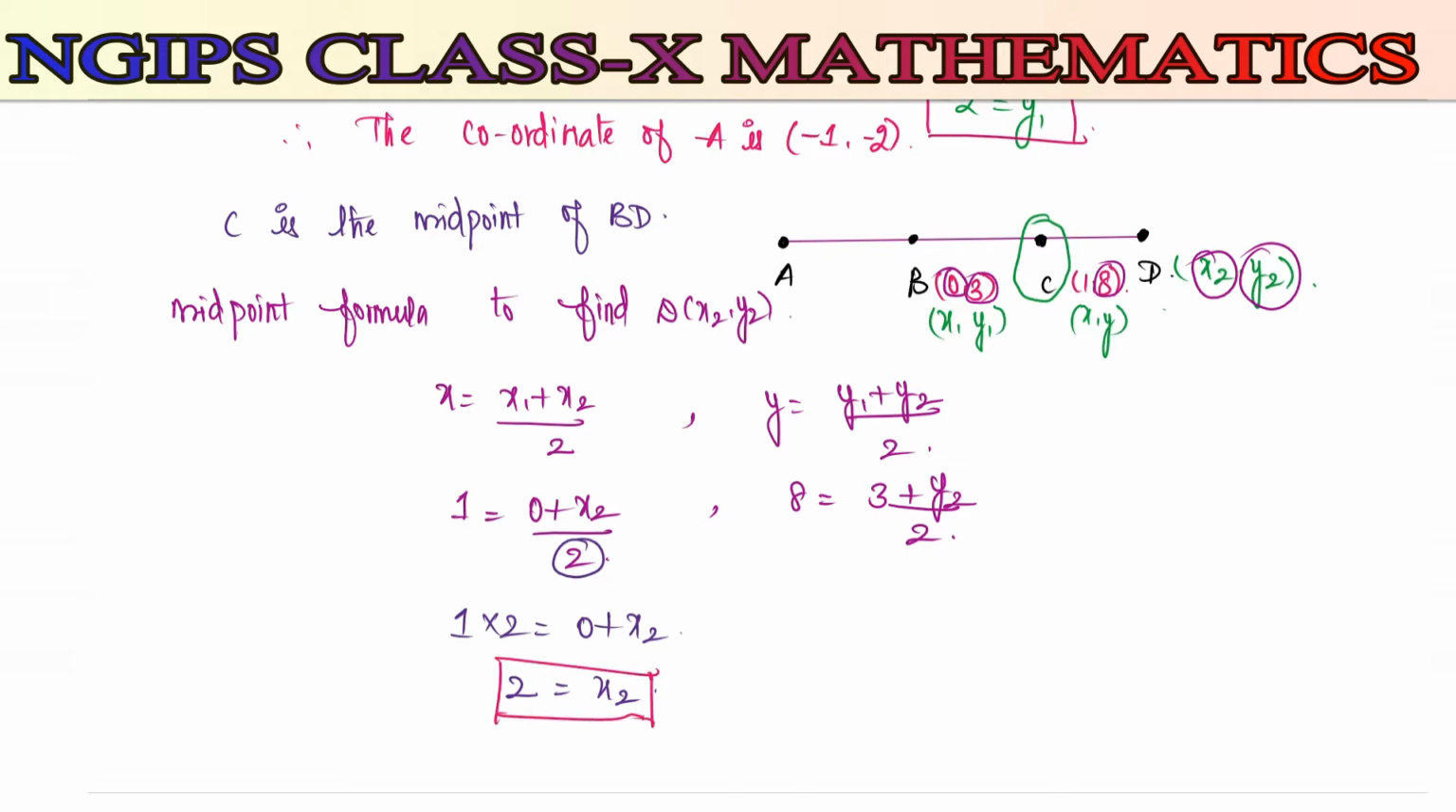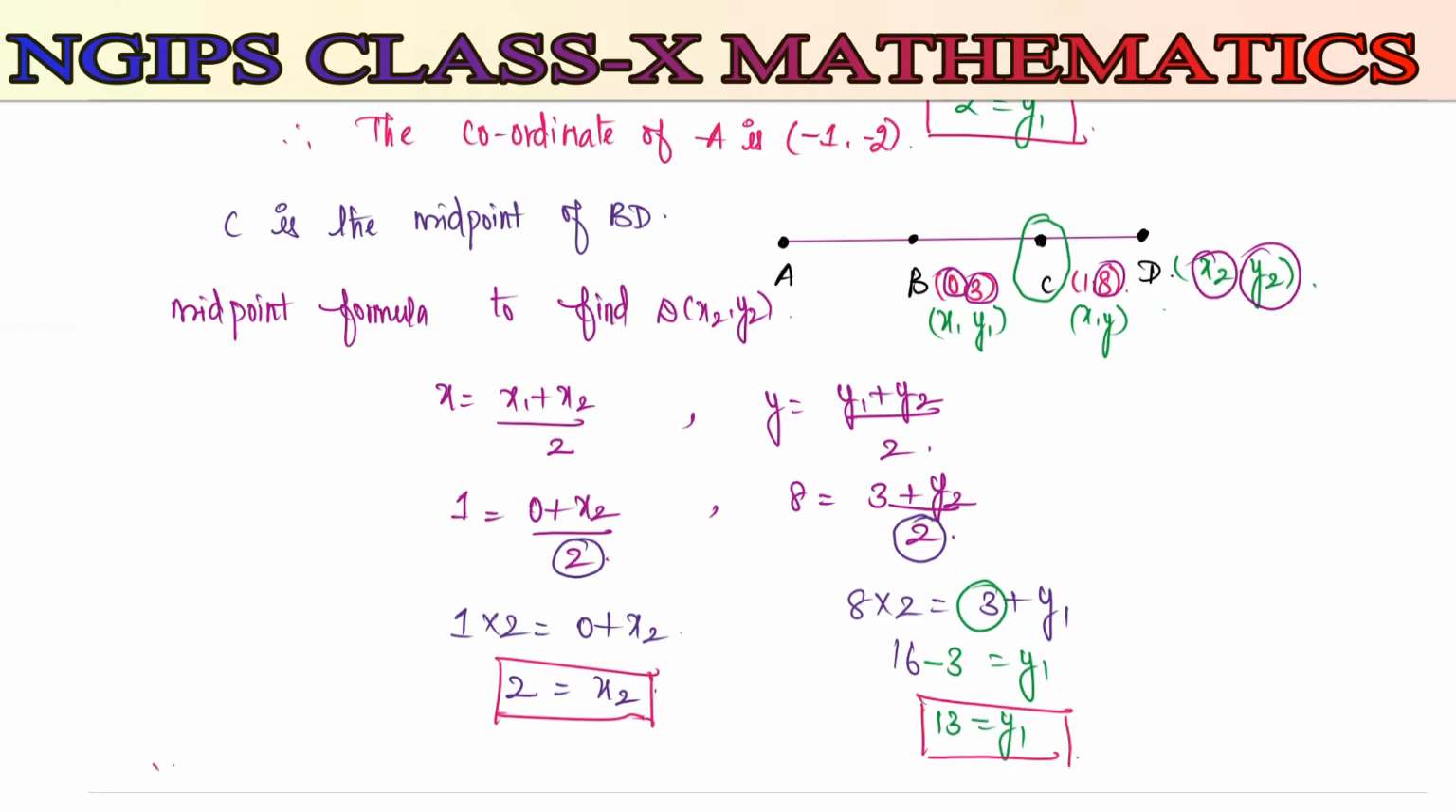Next we are going to find y2. When you take this division by 2 to the opposite side, it will become multiplication. 8 into 2 is equal to 3 plus y2. So 8 twos are 16. When you shift plus 3 to the opposite side, it will become minus 3, 16 minus 3 is 13, equal to y2. So we got y2 is equal to 13.